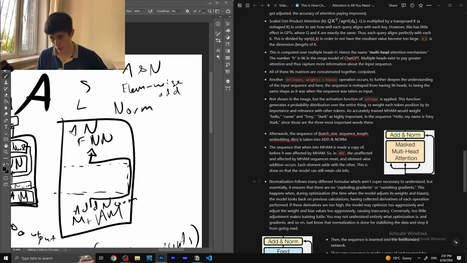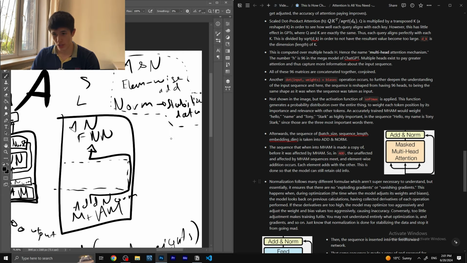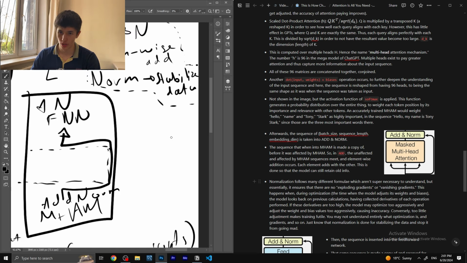You may not understand entirely what optimization is and gradients and so on. Just know that normalization is done for stabilizing data. So, stabilize data, just like that. Data normalization happens, then the feed forward network, which is what it's called, FNN.